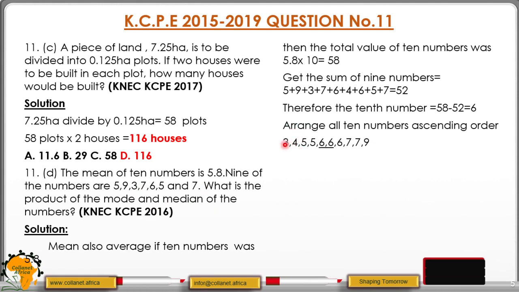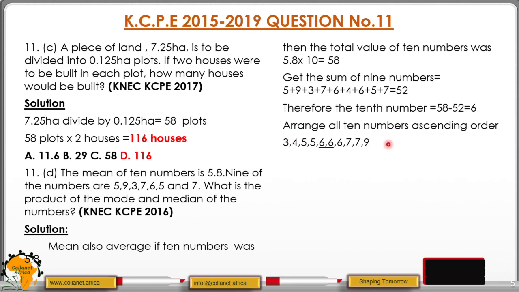So arrange them. You start with the smallest, 3, then you go to 4, you get 5, then another 5, then you have 6, a 6, and also we have another 6 that we got here. Then you have 7, 7, and then 9. So when you have done that, now try to identify which is the median number.